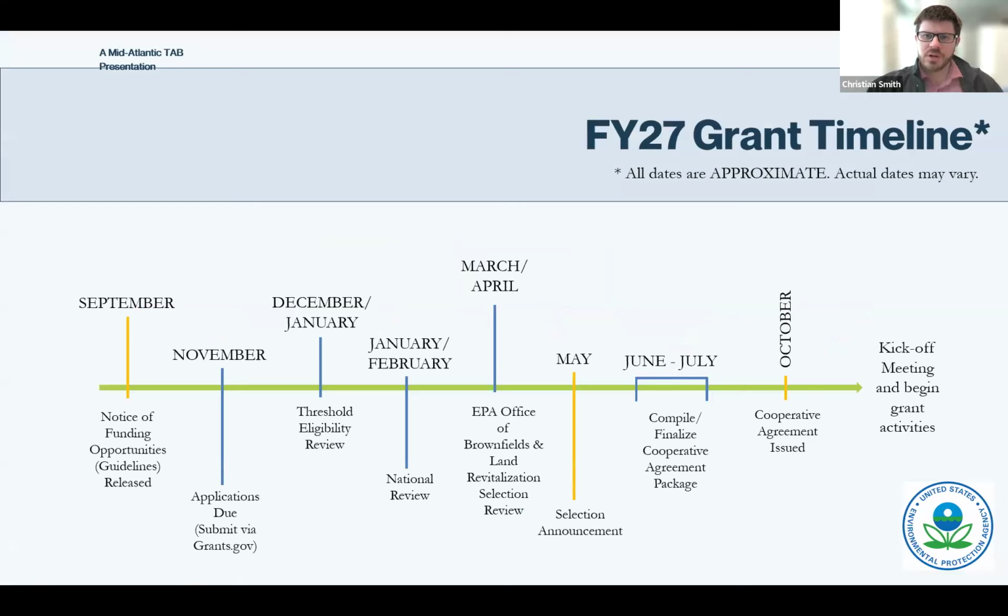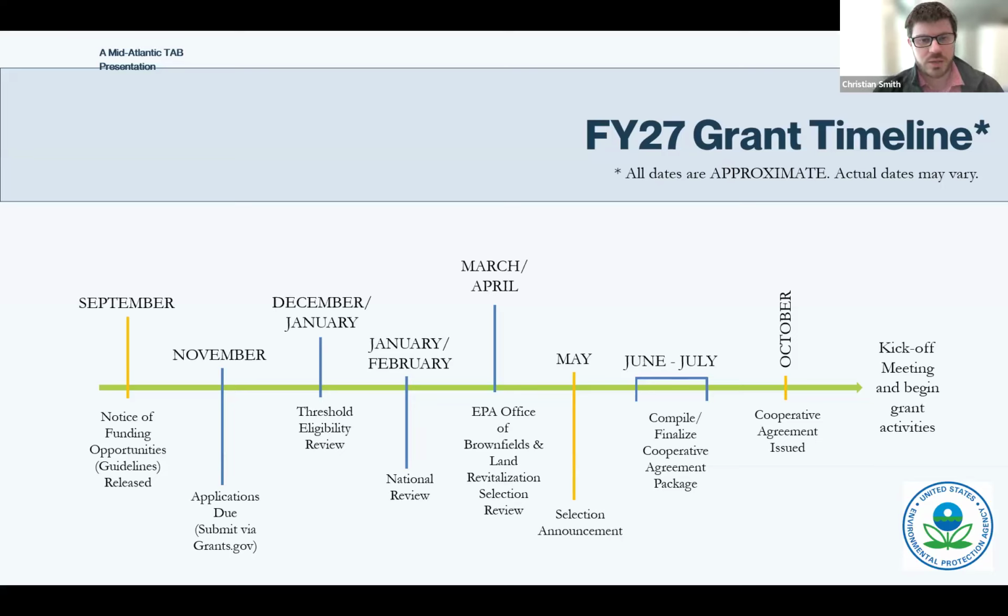Next slide. So this is a depiction of our FY27 grant timeline, but please note that this is subject to change. So this is what a typical grant competition will look like. Typically in November, we'll publish a notice of funding opportunities, and this gives you the criteria and explains everything that you need to include in your application. Typically, applications are due in November. Again, these are subject to change. This past year, we obviously had the government shutdown during November, so we pushed back the submission deadline to January.